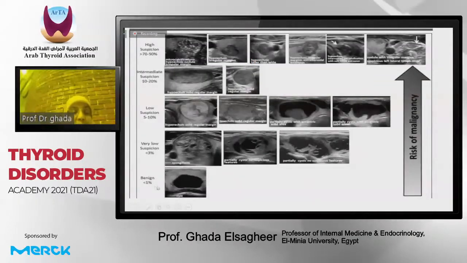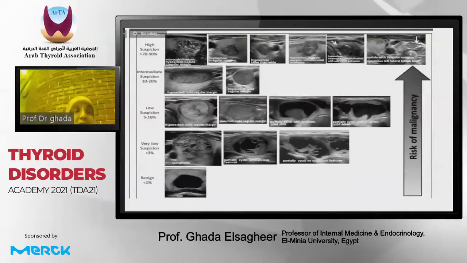This is a benign nodule, the risk of malignancy less than 1 centimeter, it's purely cystic. Very low suspicion, it's a spongiform nodule. Likely it's normal thyroid tissue inside the cyst. Very low suspicion of malignancy, risk less than 3%. Low suspicious nodule in case of hyper or isoechoic nodule with regular margin, the risk of malignancy 5 to 10%.